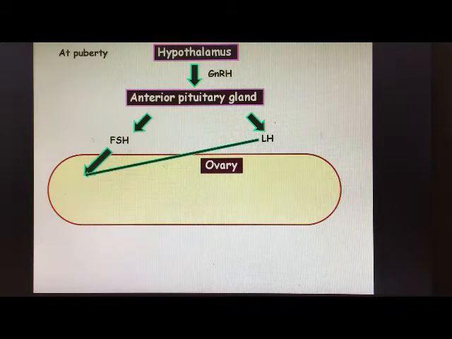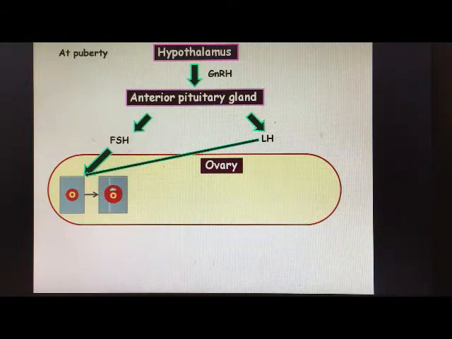So what will happen when the FSH level is high? It causes several primary follicles to develop inside the ovary. So this is known as the follicular phase during the ovarian cycle. When the follicles develop, they start to secrete estrogen. At the earlier part of development, only a small amount of estrogen is being released.